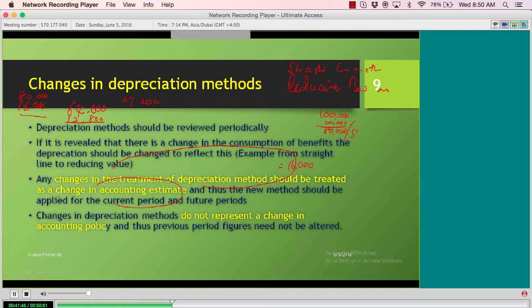However, if you change your policy from the historical cost method to the revaluation method, that's a change in policy. That's not an estimate change, you are basically changing your policy. Earlier it was the historical cost method, and now it is the revaluation method. That's a change in accounting policy. In that case, the comparative figures must be restated.